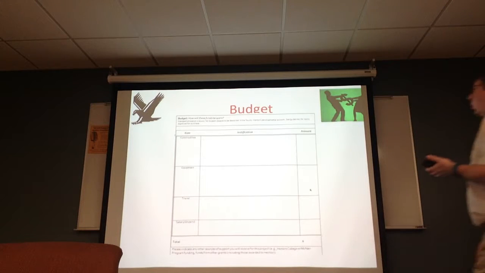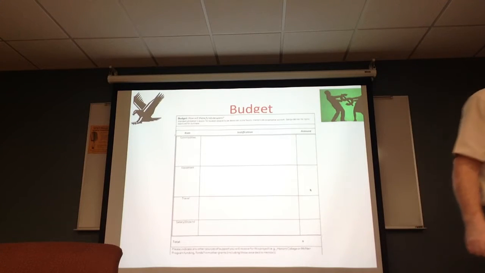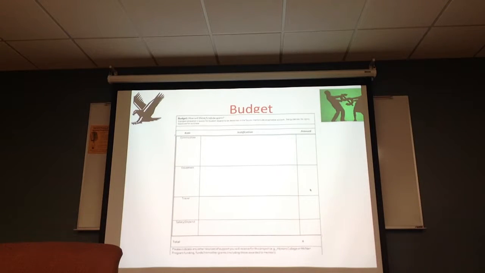What is the difference between a commodity and equipment? Anybody tell me? Yeah. Equipment is something you have to have to make the research happen, whereas a commodity is something that would make the project easier, but not necessarily necessary. Okay. Our definition of the two is that equipment is something that's not just once and gone.